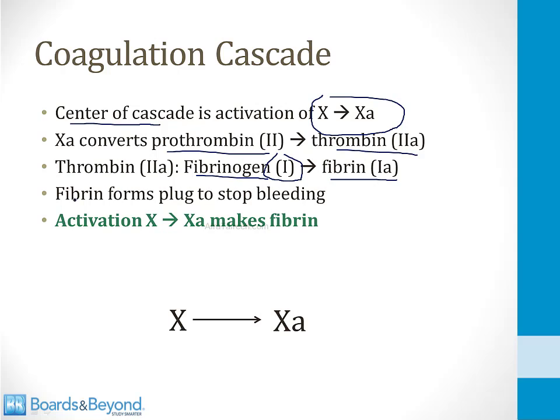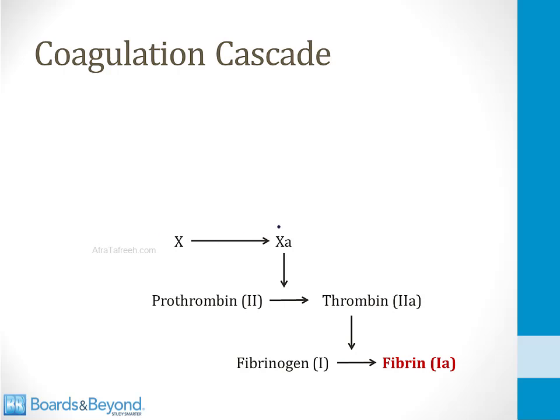And as I told you before, fibrin is insoluble and it will precipitate out of the plasma and form a plug to stop bleeding. So the key point is that once you activate factor 10 to become 10A, this will lead to the formation of fibrin, and that is the center of the coagulation cascade. So as I've shown on this slide here, once factor 10 becomes activated as 10A, that will necessarily lead to the formation of fibrin, which is the key component of forming a thrombus.